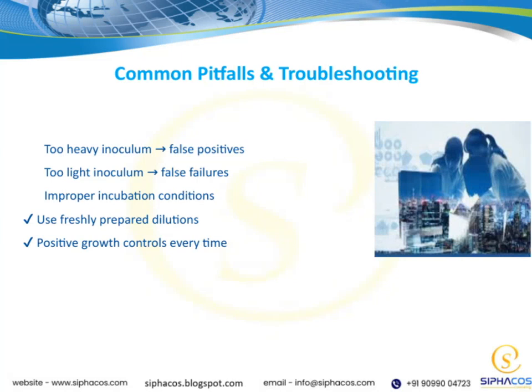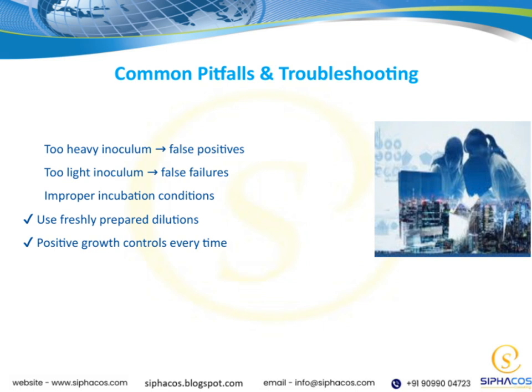Let's talk about some common pitfalls and troubleshooting tips to keep in mind. First, if you use too heavy an inoculum, you might get false positives, which can lead to misleading results. On the other hand, if your inoculum is too light, you risk false failures, meaning you might miss detecting something important. It's really about finding that right balance. Another key point is ensuring proper incubation conditions. Temperature, humidity, and timing all play crucial roles in getting accurate results.